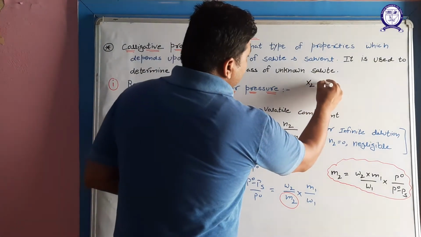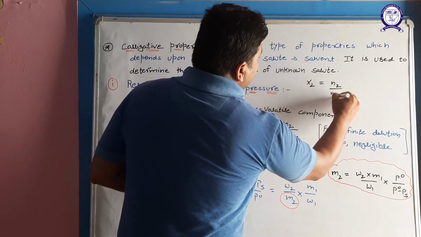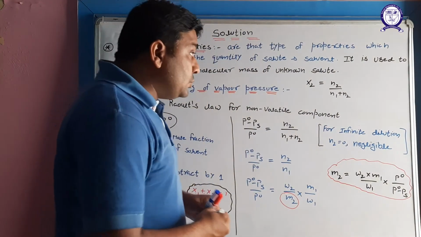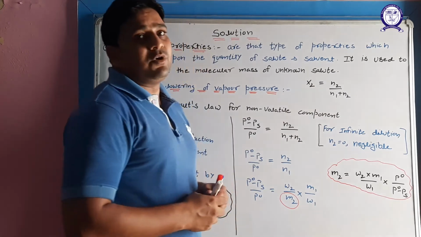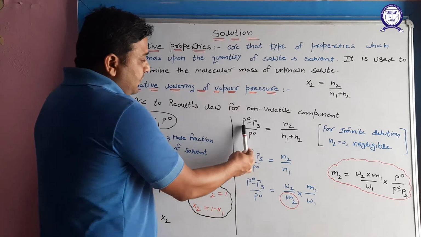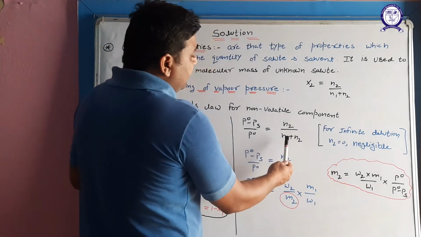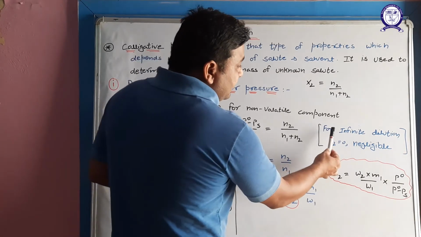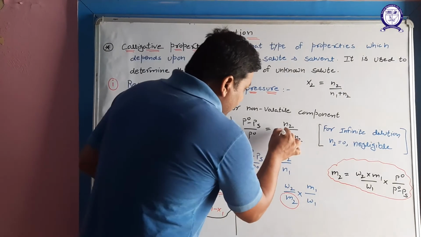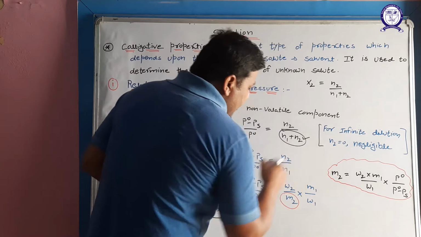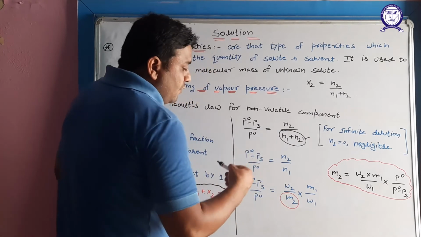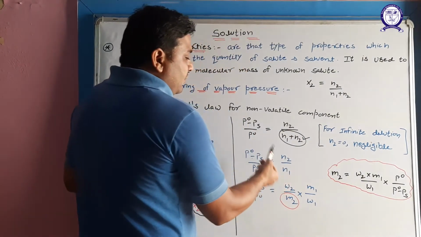The mole fraction can be converted in terms of solvent and solute: x2 is equal to N2 divided by N1 plus N2. We can say that the mole fraction of a component is equal to the number of moles of that component divided by the total number of moles present in the solution. Substitute the value of x2 in this equation, and P naught minus PS by P naught is equal to N2 divided by N1 plus N2. Students, for infinite dilution we can take N2 as negligible. Then in N1 plus N2 we neglect N2, and the relation becomes P naught minus PS by P naught is equal to N2 by N1, the number of moles of solute and the number of moles of solvent.